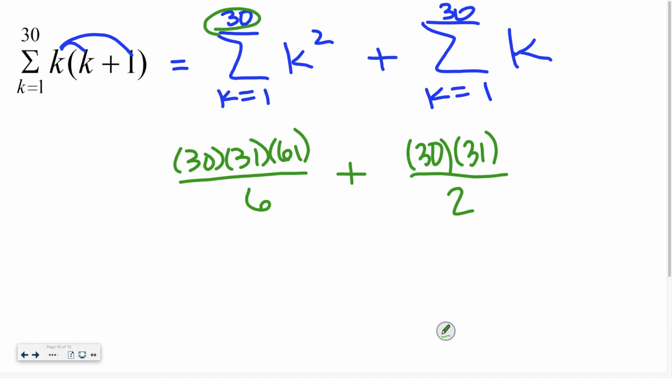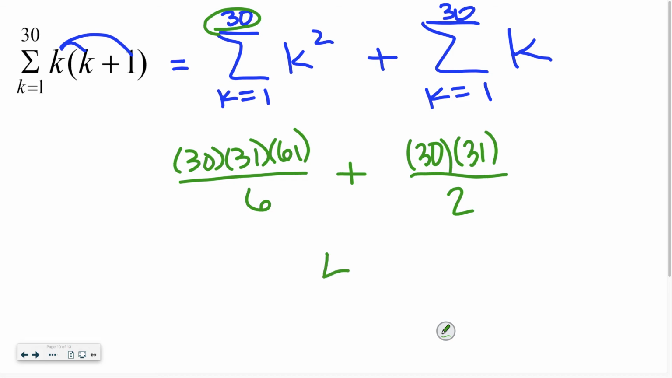Like I said, I know that with your calculator you can type everything in and you don't technically use the shortcuts because your calculator's smart enough to do it. But we do need the shortcuts for when we don't have 30 at the top. We have like n up there instead. What do we get for this?